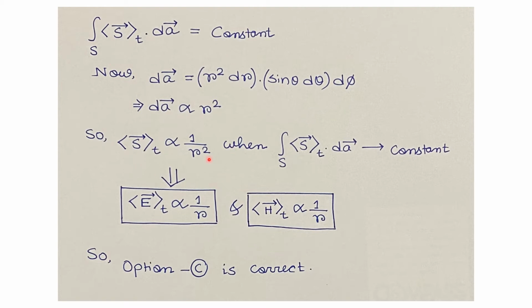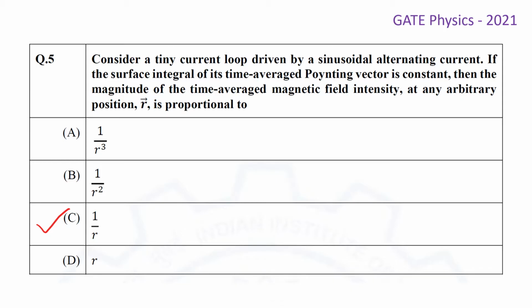Now from this we can conclude our time averaged electric field vector will be proportional to 1 by r, and the time averaged magnetic field intensity will vary as 1 by r. If you remember the case of an oscillating dipole, for an oscillating dipole, both the electric field and magnetic field vary as 1 by r. So among these four options, option C is the correct answer, that is 1 by r.